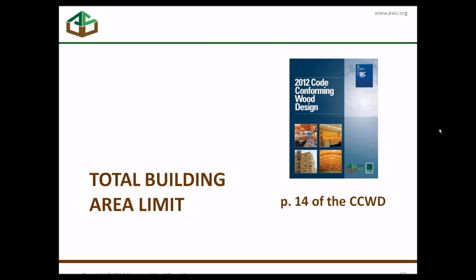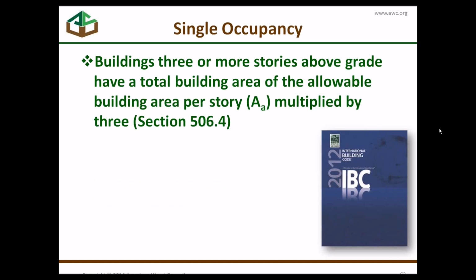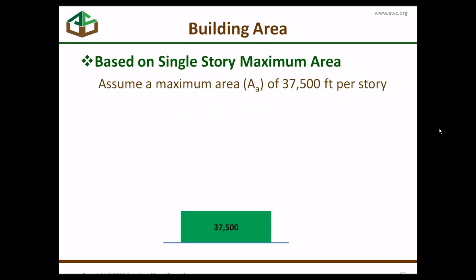Well, we've looked at allowable area per floor. How about the complete size of the building? The code limits that too, doesn't it? This discussion starts on page 14 of Code Conforming Wood Design, and there's an example there. We're going to go through this example, but the primary principle is that if you have a building 3 or more stories above grade, and you have the total maximum allowable area per story, you're maxed out for the size of that building.